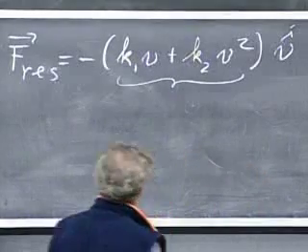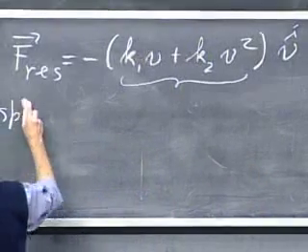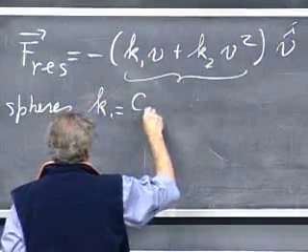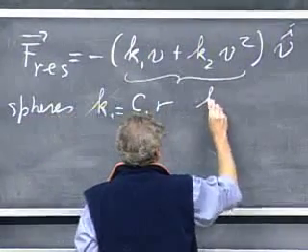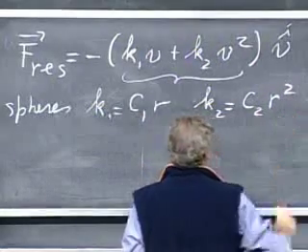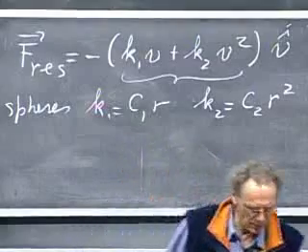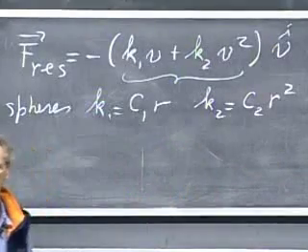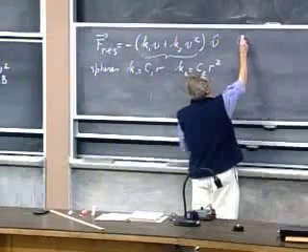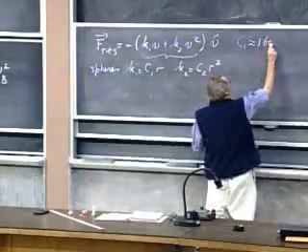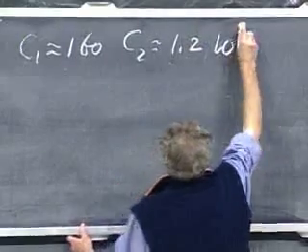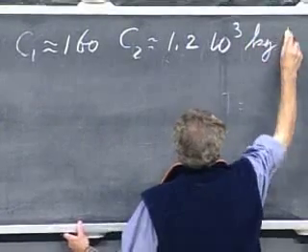We dealt exclusively with spheres, remember? And we did some cute experiments. For spheres, k1 equals c1 times r, and k2 equals c2 times r squared. And we did some experiments with corn syrup. And this was a syrup for which c1 was approximately 160, and c2 was about 1.2 times 10 to the third kilograms per cubic meter.